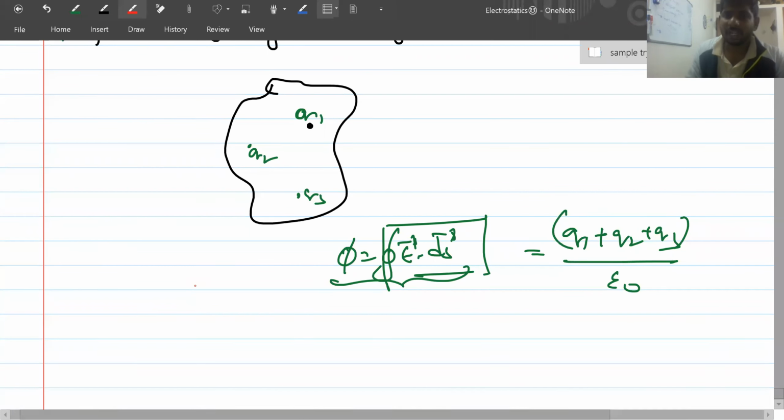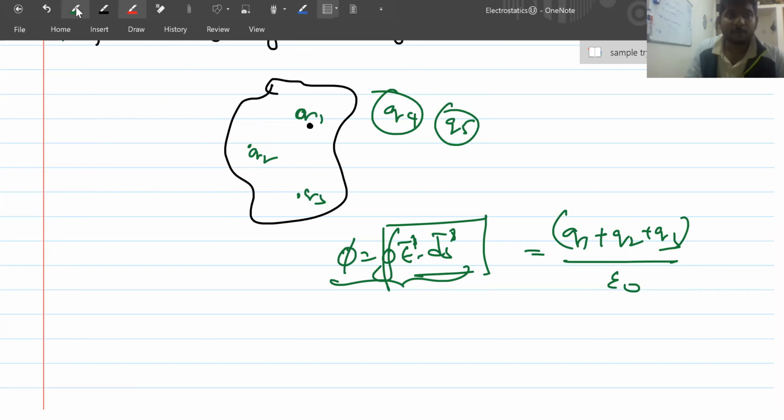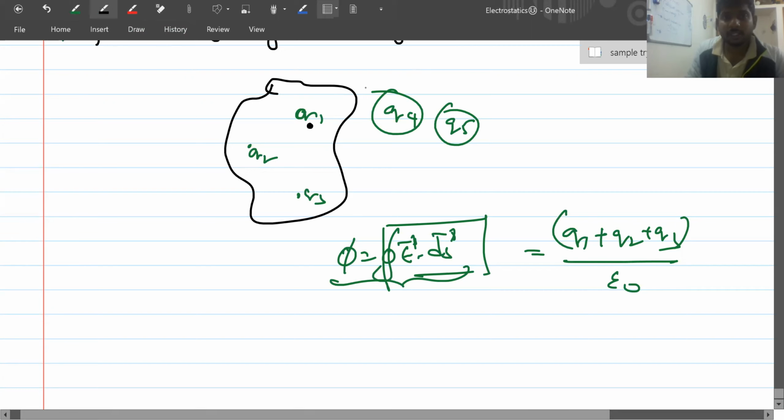But if you want to find out flux, the net flux from this surface is due to all the charges enclosed. If suppose someone gave you Q4 and Q5, Q4 and Q5 will not contribute to the flux here. You might ask me, how, sir? Why? Suppose, I'll give an example. You see, Q4 lines come here.